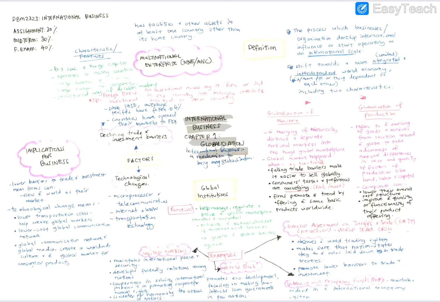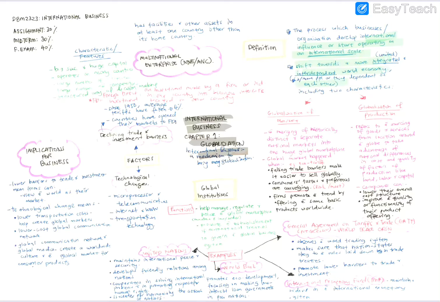Globalization. I know everyone knows what globalization means. The definition of globalization is the process by which business organizations develop international influence or start operating on an international scale. Once your company or organization starts to operate internationally, you are under globalization. Another definition of globalization is a shift towards a more integrated and interdependent world economy, including two characteristics.